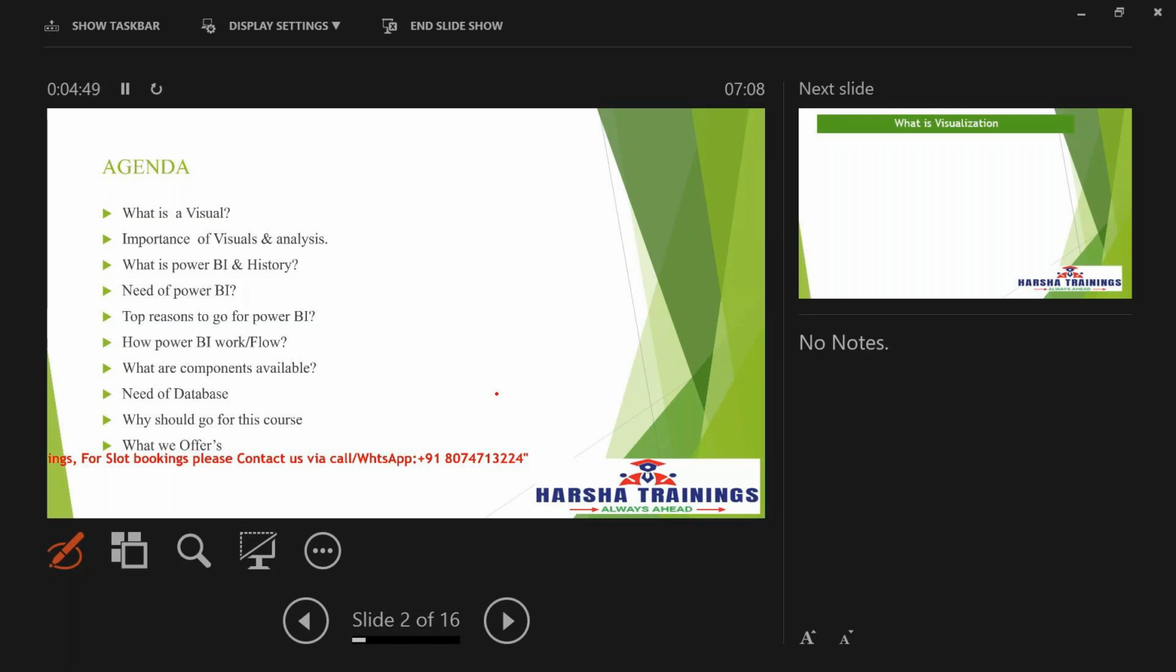But the thing is, what is a visual? Why do we have to know this? Because we are going to work with a data visualization tool. This is the basic thing you have to know here. If you want to learn any technology, you first have to be eligible for it, so the basic thing is knowing what a visual is.